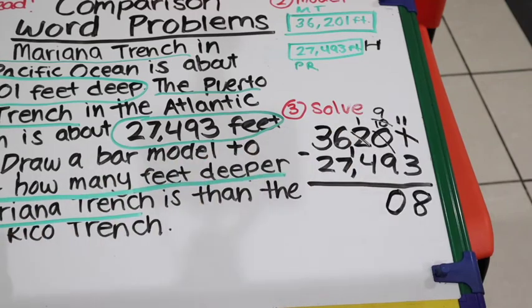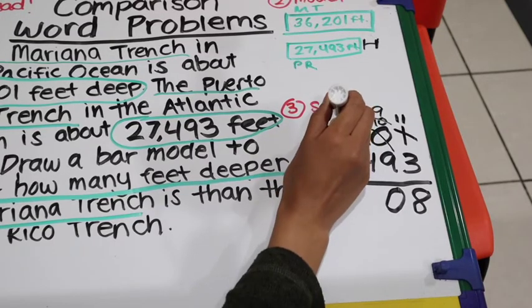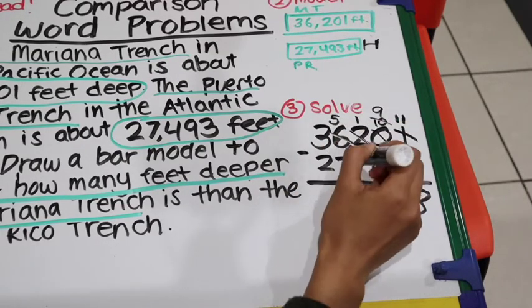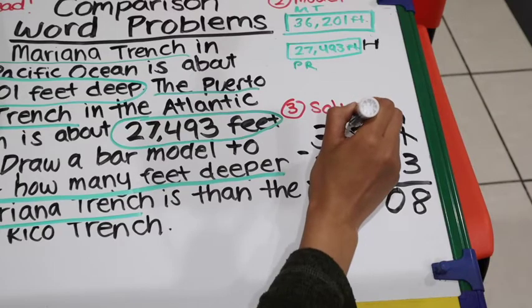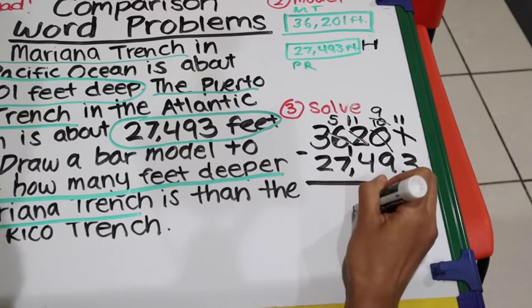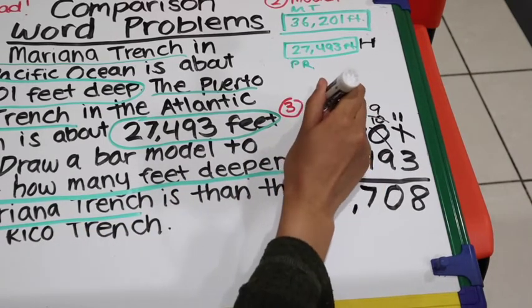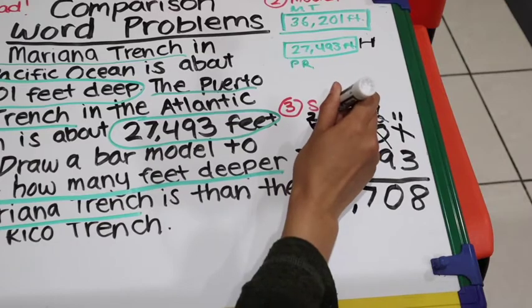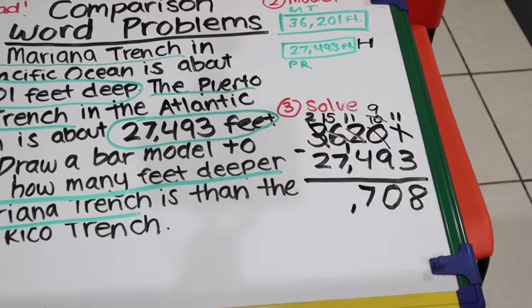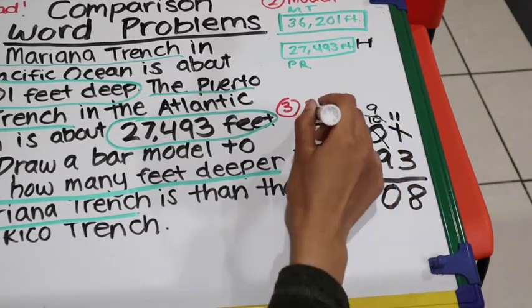1 minus 4, we cannot do that. So we're going to ask our next door neighbor over here. Ask number 6 to let us borrow a group of 10. That will become 5. And this will become 11. 11 minus 4 is 7. Now we can do 5 minus 7. Uh-oh, we can't do that. We're going to borrow from this side. This will become a 2. And then 10 plus 5, because we borrowed that group of 10 from over here, is 15. 15 minus 7 is 8. And 2 minus 2 is 0.